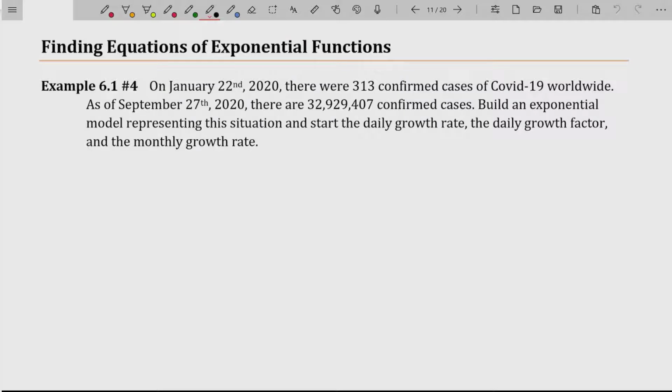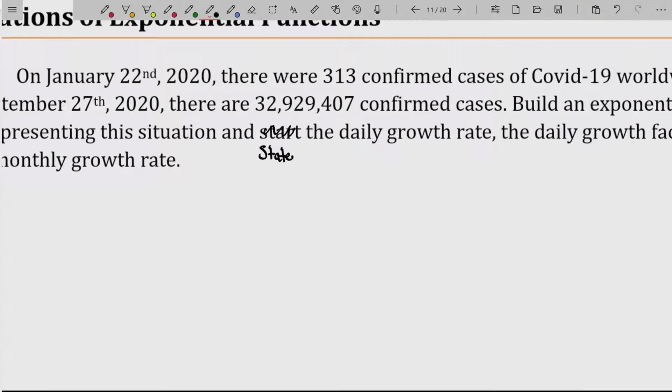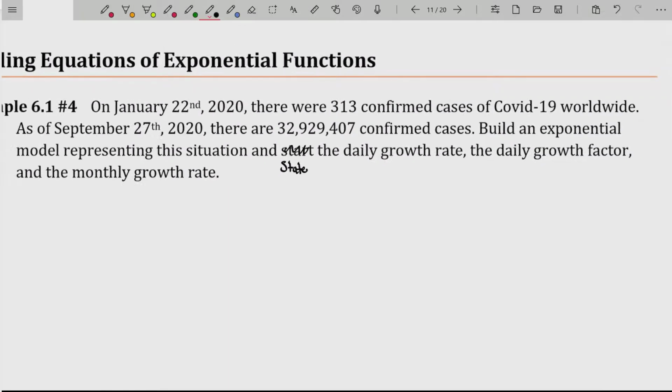So our example here, on January 22nd, 2020, there were 313 confirmed cases of COVID-19 worldwide. As of September 27th, 2020, there are, because I wrote that today, 32,929,407 confirmed cases. Build an exponential model representing this situation and state the daily growth rate, the daily growth factor, and the monthly growth rate. So some of these pieces of language here you may not be familiar with. We'll introduce those as we move forward.